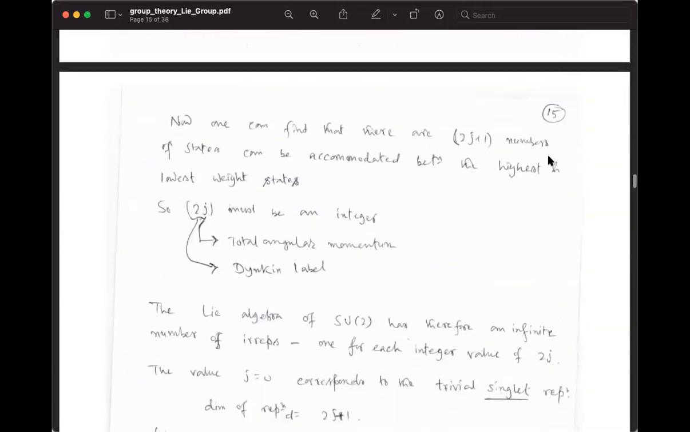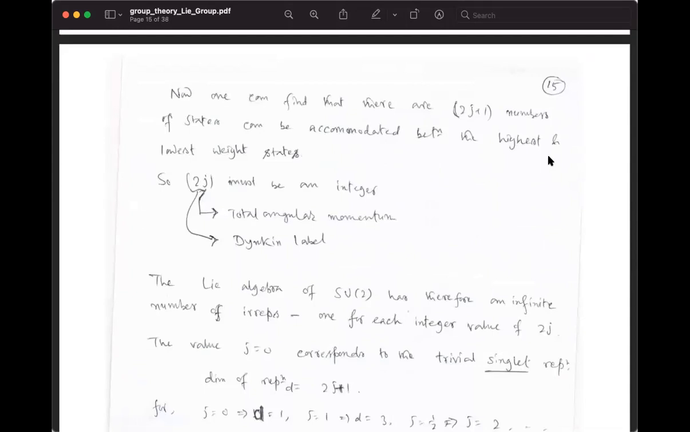So now we find that there are 2j plus 1 states that can be accumulated between the highest and lowest weight states. The highest weight corresponds to the m value j, and the lowest weight is the m value equal to minus j. So from minus j to plus j, in unit intervals, you can count that there will be 2j plus 1 states.